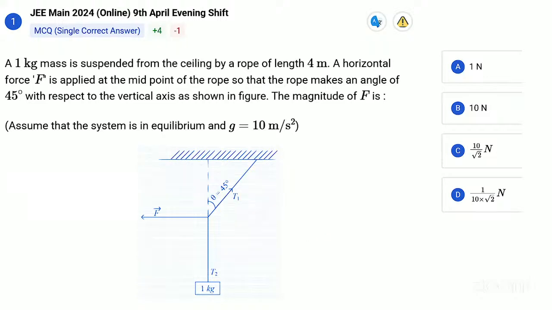Now solve this one. This one you have to try by yourself. I'm giving you 2 minutes to solve this question and then afterwards I'll solve it.